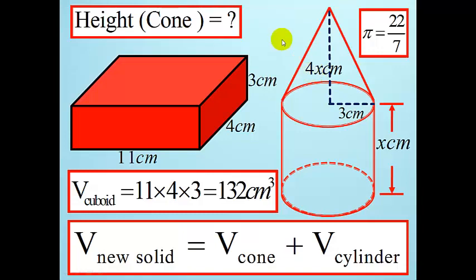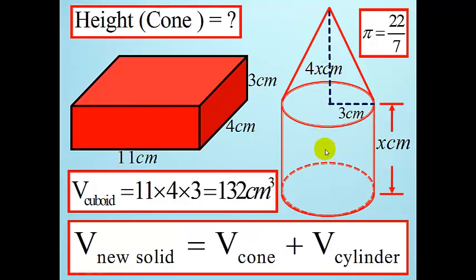Please look at this. This is the metallic cuboid. The volume of this cuboid is the length times the breadth times the height. So we have 11 times 4 times 3, and this is equal to 132 centimeters cube. So this is the volume of the cuboid. Now take note that it is this cuboid that we melted to form this shape.